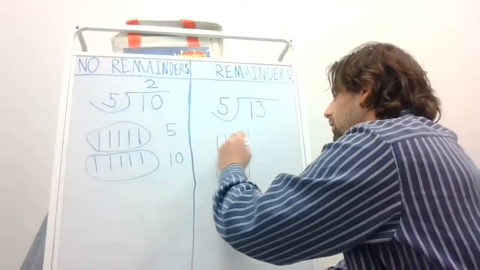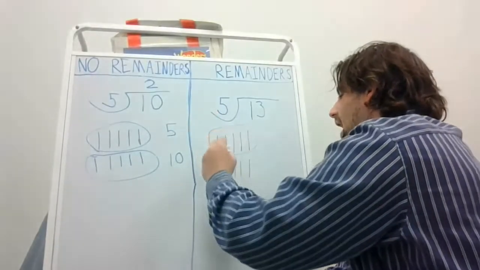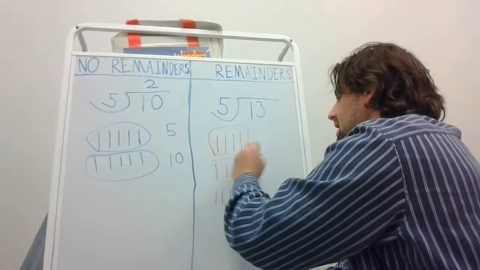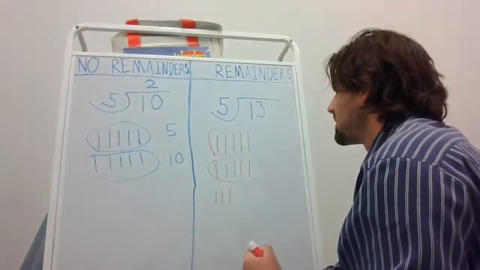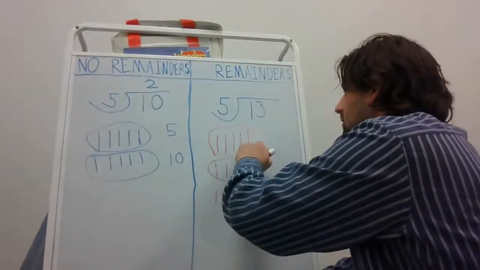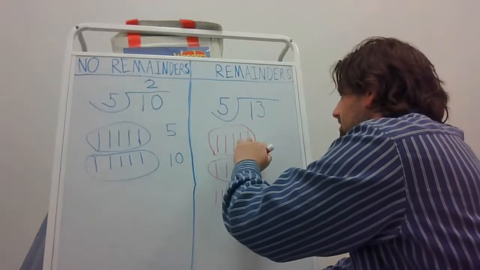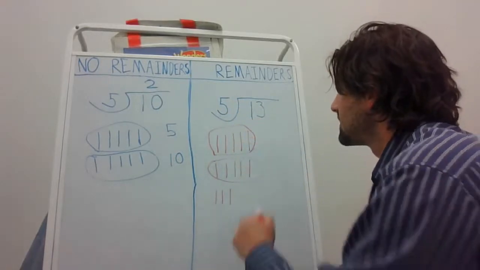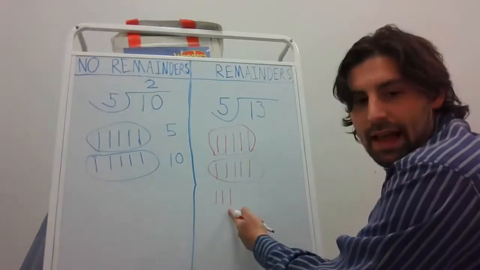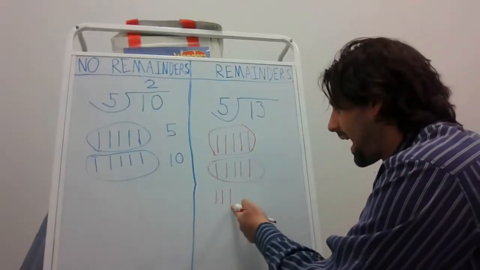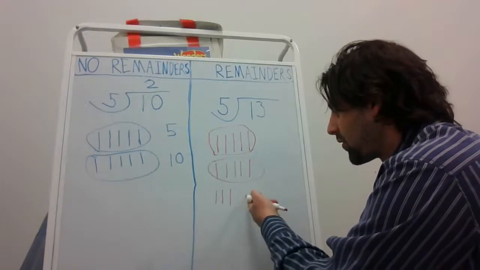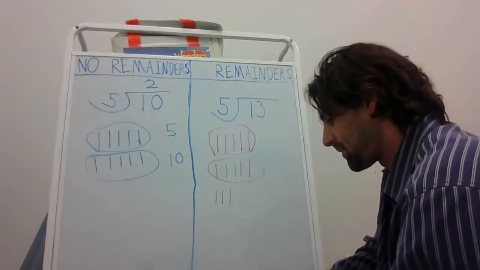Now I'm going to circle all the groups of 5. So I have one group of 5 here. I have a second group of 5 here. Now, I'm not going to circle these 3 down here because I was not able to get a third group of 5. In the third row, notice I only had 3.